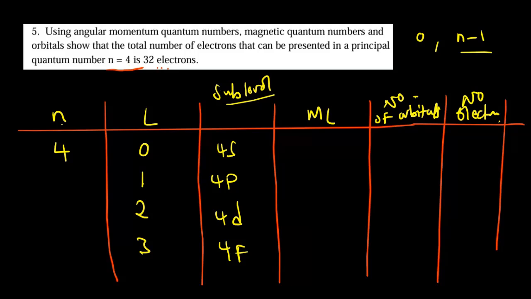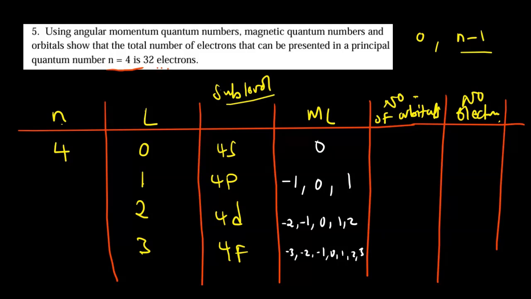We said the magnetic quantum numbers start from minus l to 0 to positive l. Here we just have 0 as our l, so the magnetic here will just be 0 as well. Here we have 1, so we have minus 1, 0, and then 1. Here we have 2, so it will be minus 2, minus 1, 0, 1, and then 2. Here we have 3, so we start from minus 3, minus 2, minus 1, 0, 1, 2, and then 3.